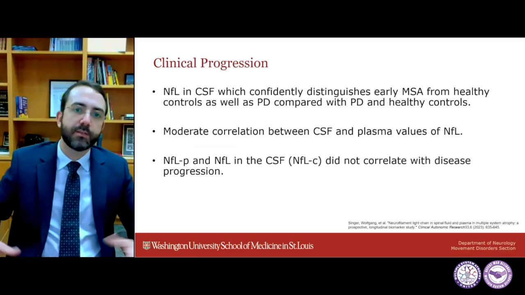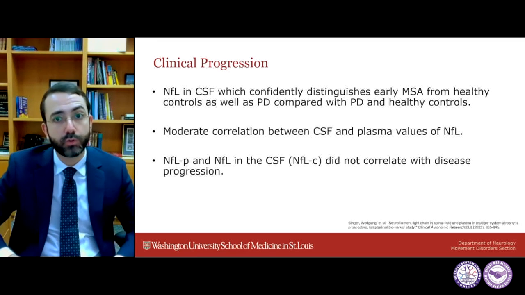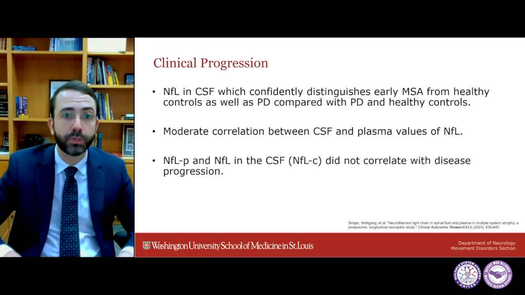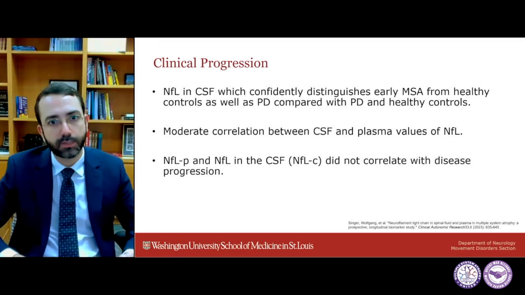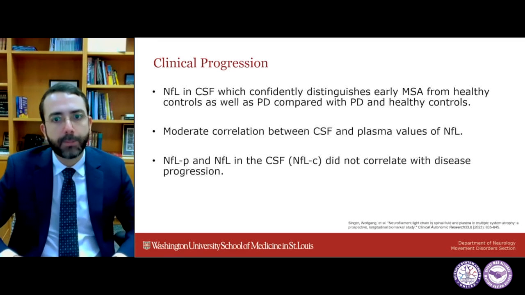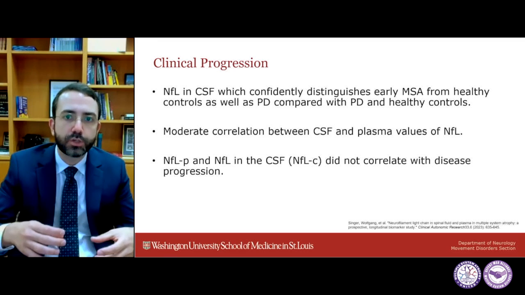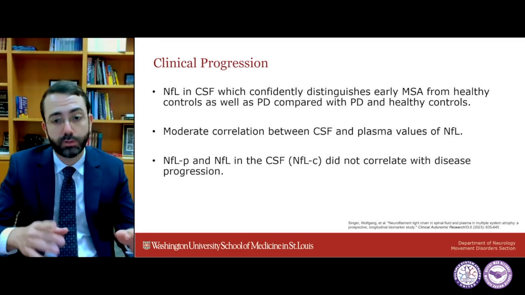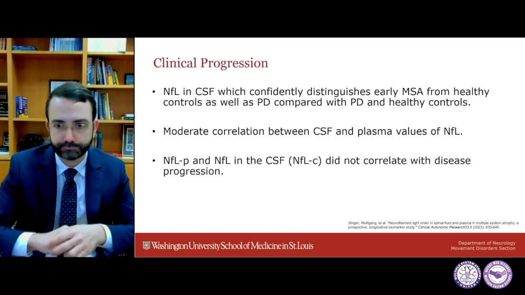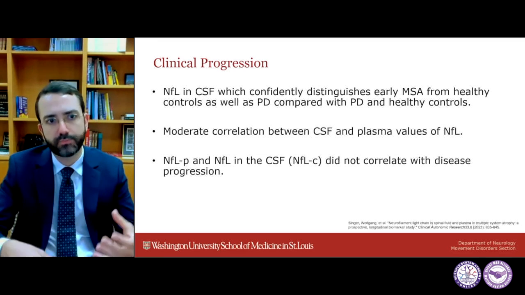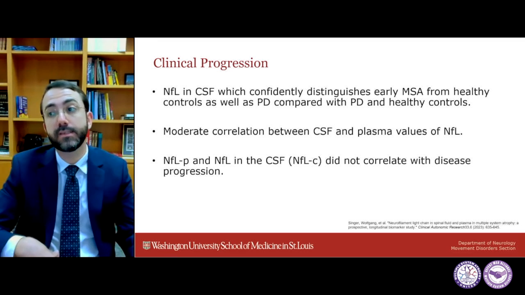So as a conclusion in this study, the authors confirmed that neurofilament light chain in the spinal fluid, but perhaps in the blood, could differentiate MSA from PD in healthy controls. But they did not really observe this high level of correlation between the two measurements, blood and the spinal fluid, as the previous European study. And finally, they couldn't confirm the finding that plasma and CSF neurofilament correlated with disease progression.